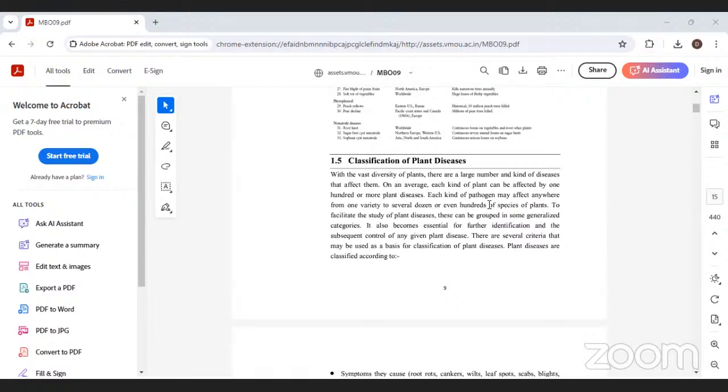Today, we will discuss plant pathology classification. What classifications are there? You know, that is the differentiation of diseases caused by different organisms. Like in yesterday's class, we already studied it.